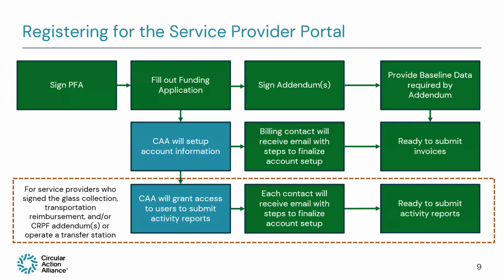Next slide. All right, so this simple diagram is how we're going to be provisioning the access. Obviously, this starts immediately with signing the PFA, or PFAs, for each of the organizations. And then once you've filled out that funding application, we can start to set up the account information for you within our system.